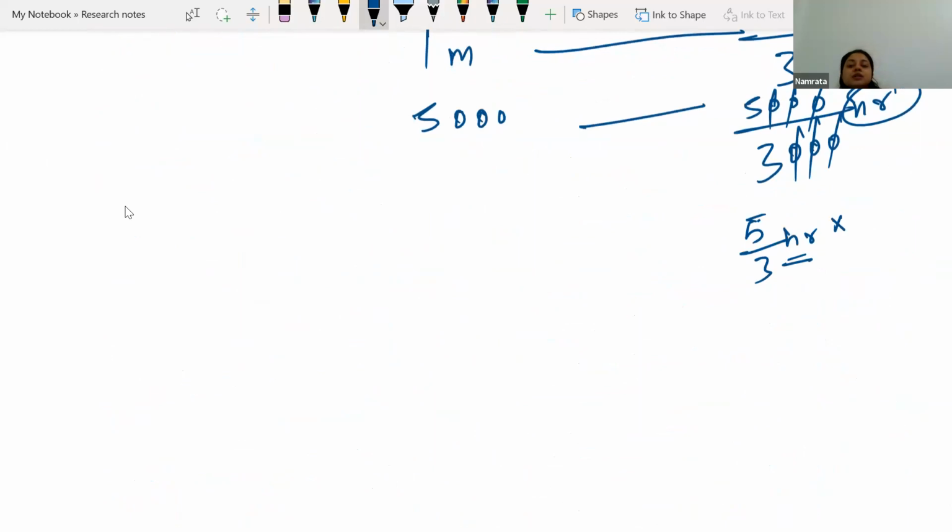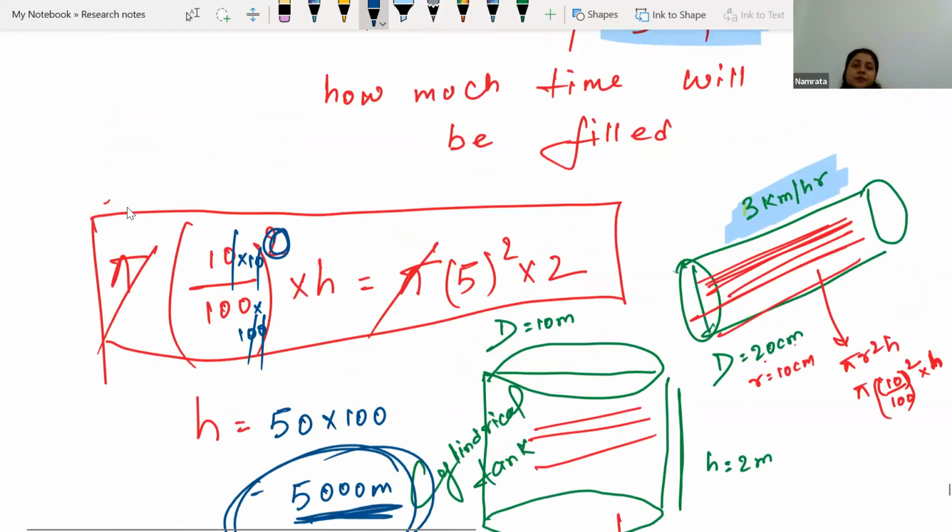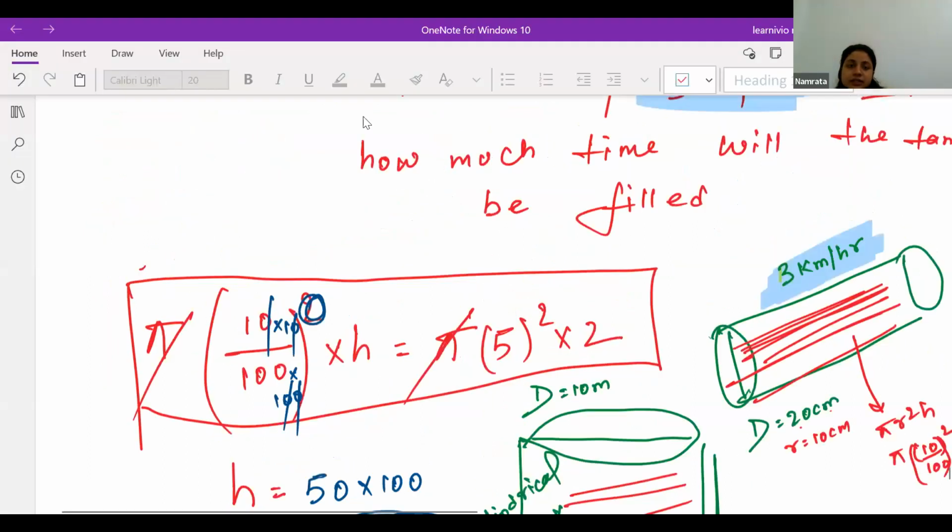If you want to convert it into minutes, per minute you can multiply it by 60. So 5 by 3 times 60, so we can say 100 minutes. In 100 minutes, the tank will be totally filled. Getting it? Any doubt over here? Everyone, it's clear, right? Yes, ma'am.